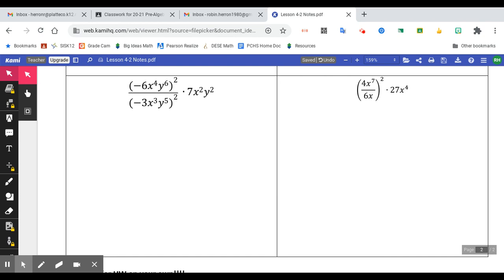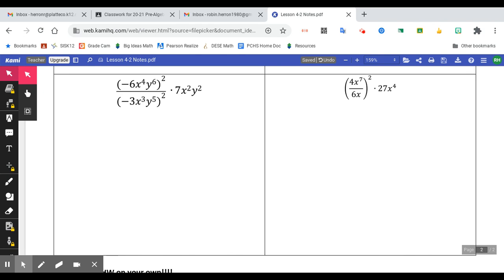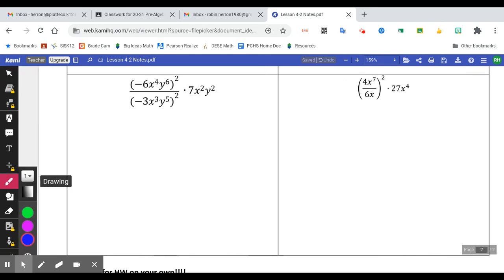Okay? Now, this one's going to be different because we've got a top to solve, a bottom to solve, and then we have this extra spot out here that we need to worry about afterwards. Okay? So, same type of thing. Let's do the top first and do one step at a time. So I have this 2 that's being distributed to -6, x and y. So -6 squared would be +36. Then I have x to the 8th, y to the 12th. Remember, you're multiplying when you're distributing.